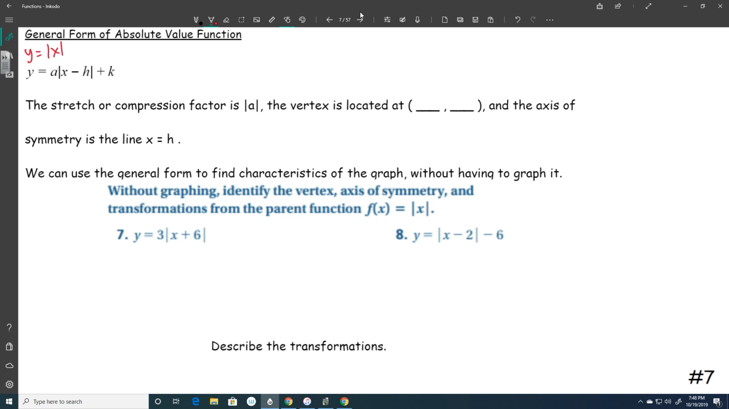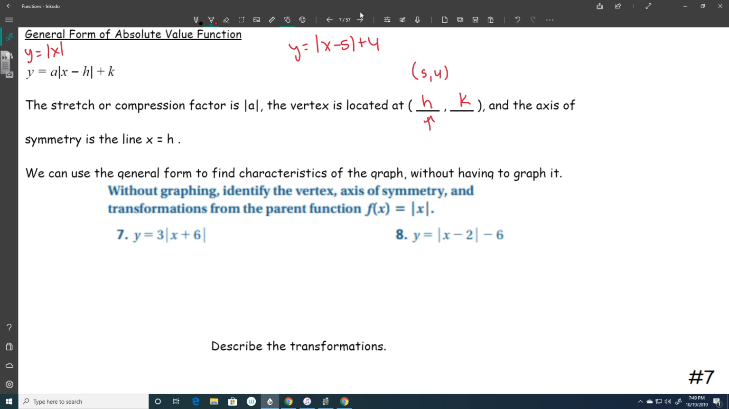The vertex is going to be located at (h, k), and be really careful because h, remember, is the opposite of what you see; it's being shifted in the opposite direction. So if I have absolute value of x minus 5, plus 4, if that's my function, then my vertex isn't negative 5. My vertex would be (5, 4). We take the opposite of what's on the inside to get this value right here.